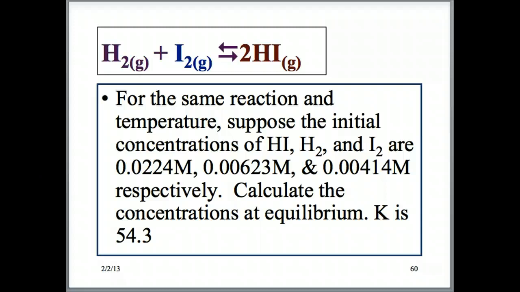Okay, now what about this question? For the same reaction, now we have different concentrations of H2 and I2, and they give us actually the HI concentration. Calculate the concentrations at equilibrium. Okay, equilibrium still is 54.3. Well, your first move on a problem like this is to find out if we are indeed at equilibrium or not.